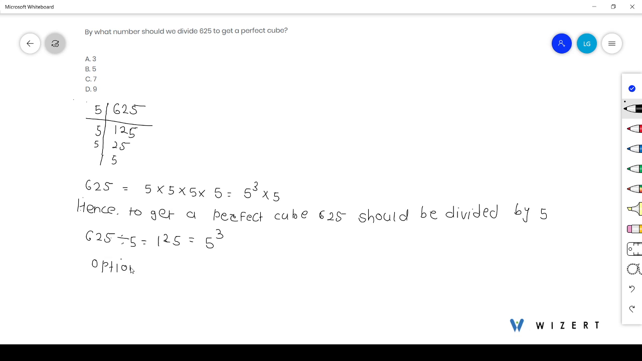Hence our answer is 5, which is our option B.